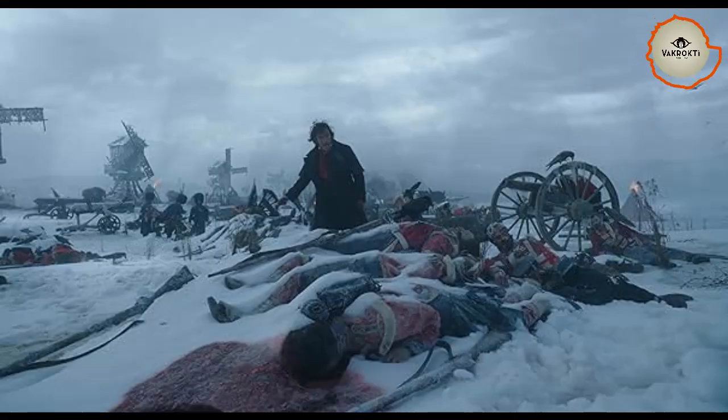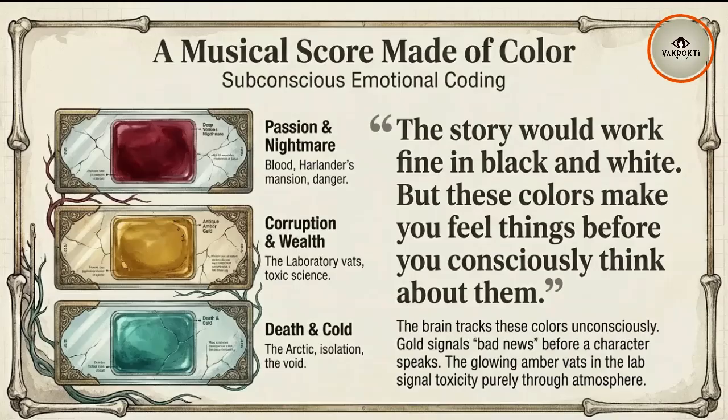This isn't random set design, it's a color score, like a musical theme. Every time gold appears, a little alarm goes off in your brain. Something bad is about to happen. It's an emotional shortcut you are not even aware of. Watch when Victor first enters Harlander's estate. It's drowning in red velvet and gold fixtures. Before anyone even speaks, your brain registers danger plus corruption. The colors tell you this place is toxic before the plot does.